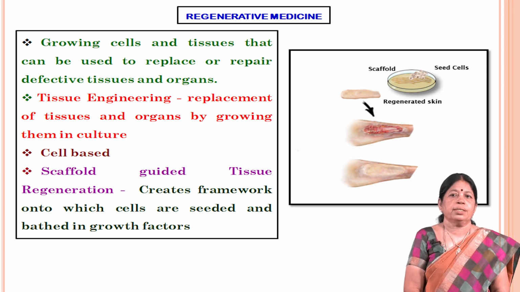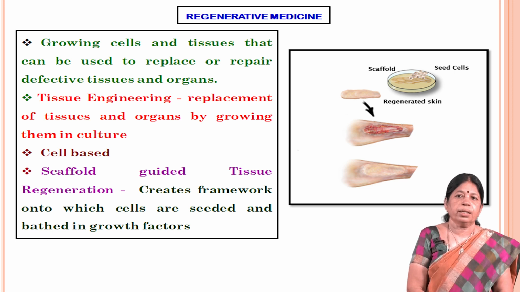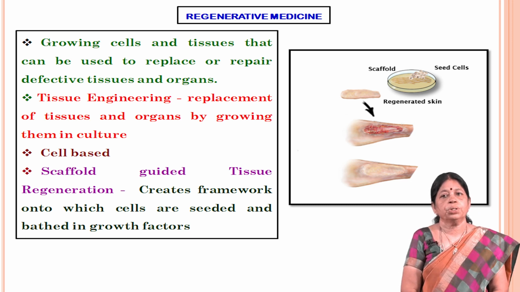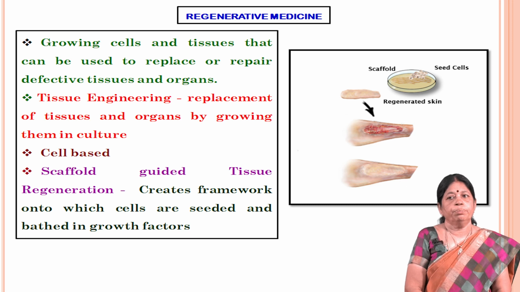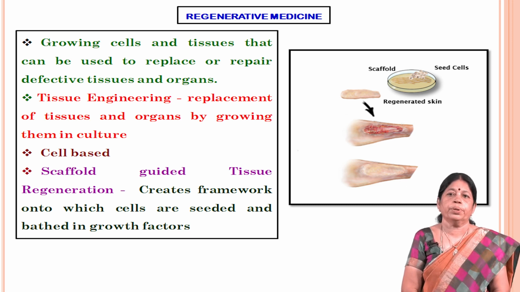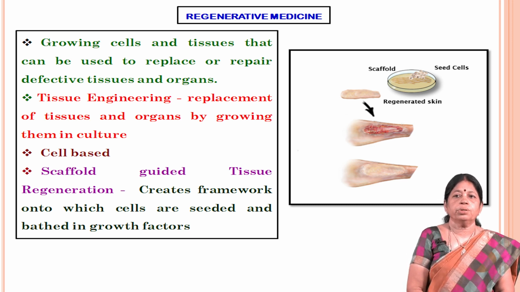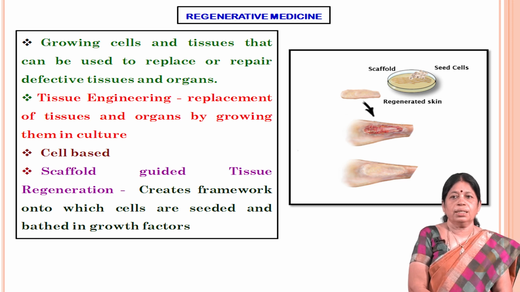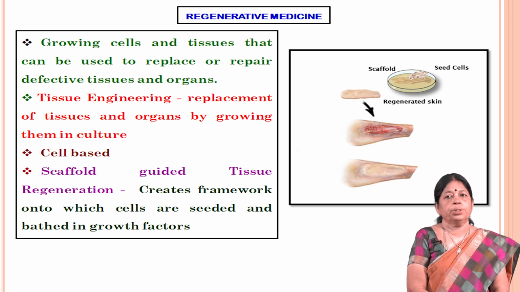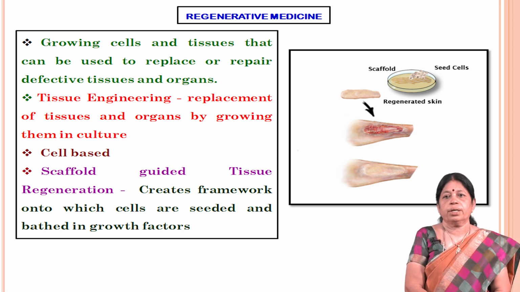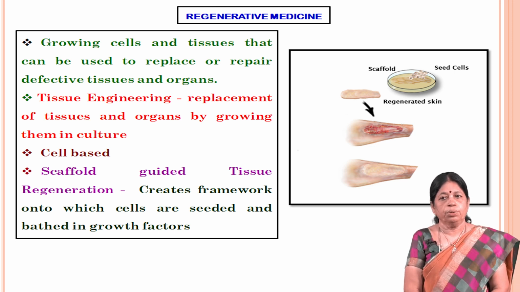Then regenerative medicine: the growing cells and tissues can be used to replace or repair defective tissues and organs. So tissue engineering, what is a tissue? Many cells congregate to produce a tissue. Many tissues form the organ. So tissue engineering is nothing but genetic engineering, but for the replacement of a tissue and organ by growing them in a culture. That means we are removing the organ which is completely destroyed, and instead we are culturing new tissue which is in good condition.